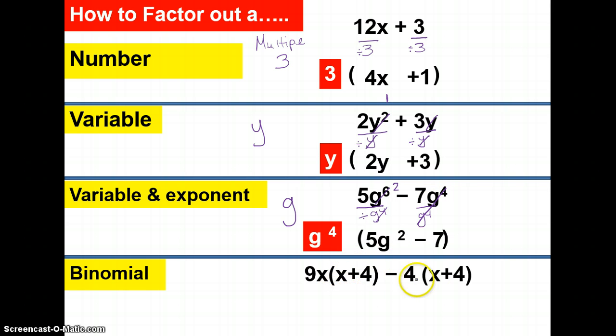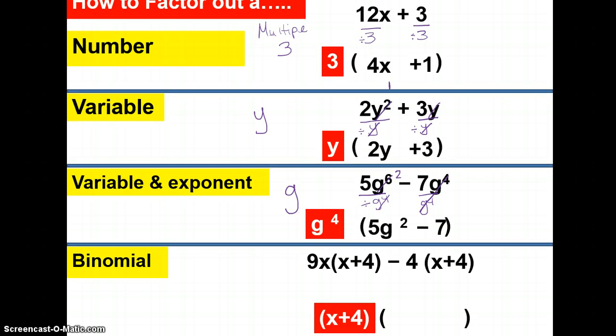Let's try the next one. What binomial do these two share? All right, x plus 4. I'll lower this down a little bit. If I divide out an x plus 4 here, it'll divide out, and I'll be left with 9x. If I divide out an x plus 4 here, I'll be left with -4. Let's do a couple of problems just so you can get the hang of it.